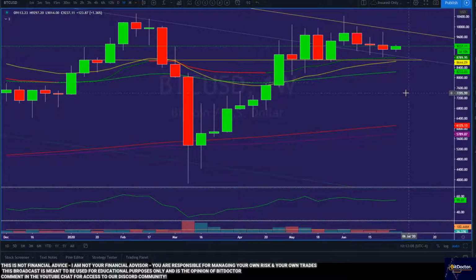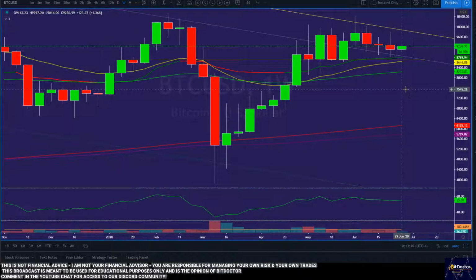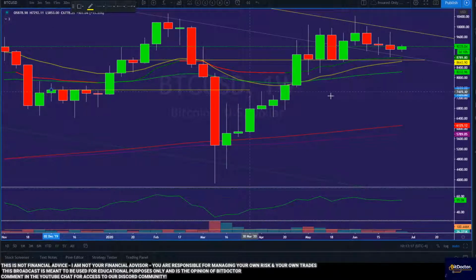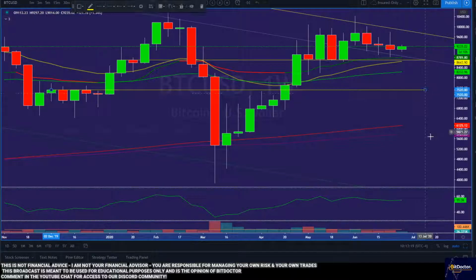If we break down below this, then I do believe we're probably going to make our way back down here to this support block, which is going to be based off of all of these candles where we had opening and closing, we couldn't move above it. It's going to come back down here. That's a 75, very reasonable to expect us to come down here, if we break down below this level.